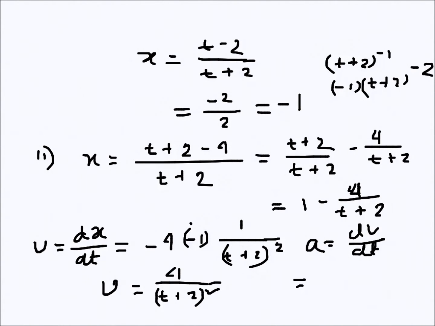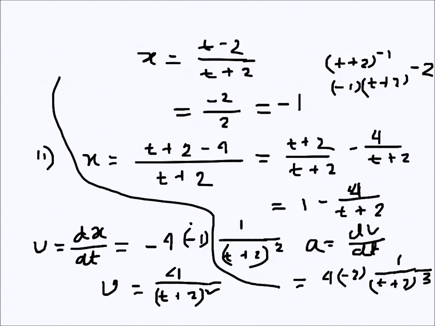So this is again becoming 4, then negative 2, (t plus 2) to the power negative 3. So it's becoming, I will rewrite here somewhere. I will need to erase everything to get my space. a is becoming minus 8 over (t plus 2) cubed.